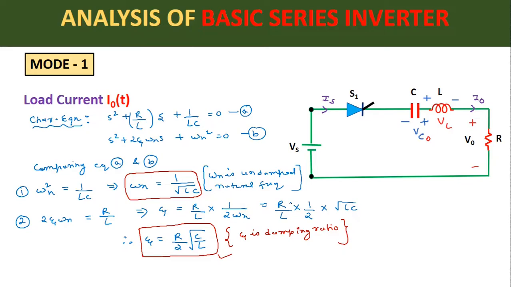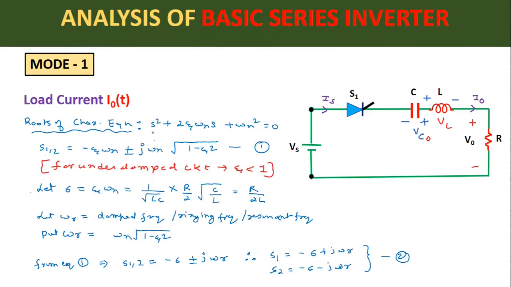Here we will put omega n value, and we will get this type of equation. When we solve this, we will get zeta is equal to R by 2 into under root C by L, where zeta is the damping ratio. Now we will take this standard equation, S square plus 2 zeta omega n s plus omega n square is equal to 0. We will find the roots of this characteristic equation.